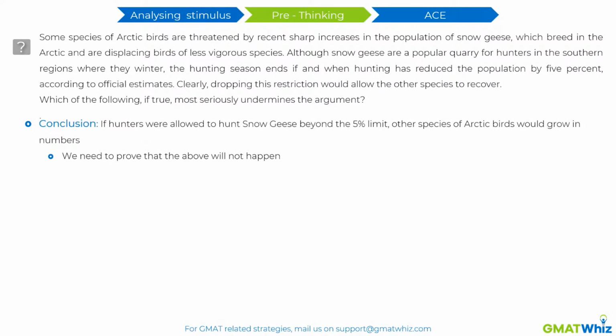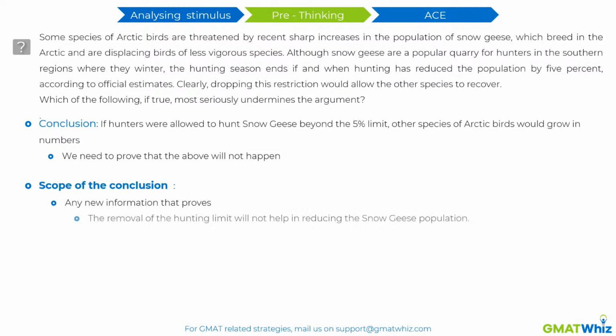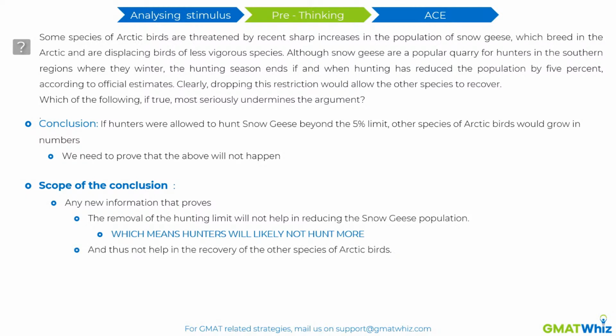All right. So if this is the conclusion, then since this is a weaken question, we have to seriously undermine the argument. We need to prove that the conclusion will not take place. So what is the scope then? Any new information that proves the removal of the hunting limit will not help in reducing the snow geese population. Okay, and why will it not help in reducing the snow geese population? Probably the removal of the hunting limit is not going to make the hunters hunt more. All right, and thus it will not help in the recovery of other species of Arctic birds.